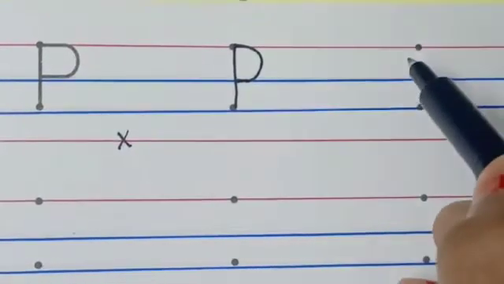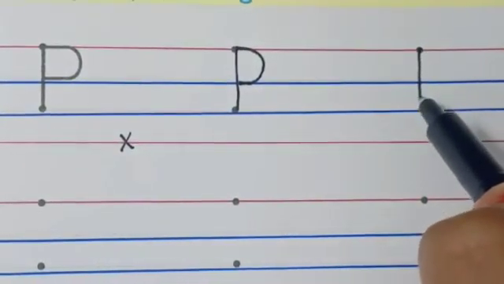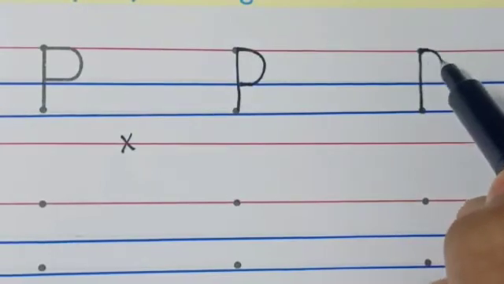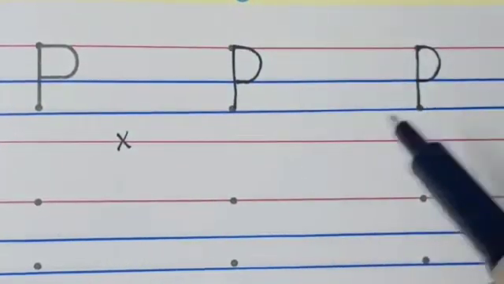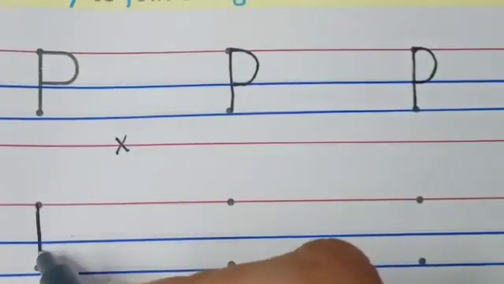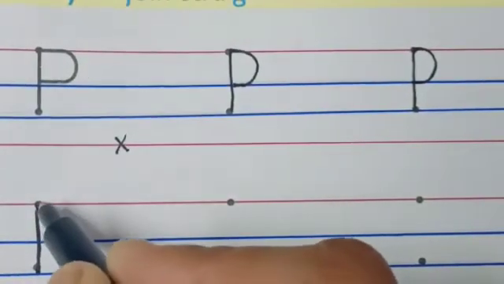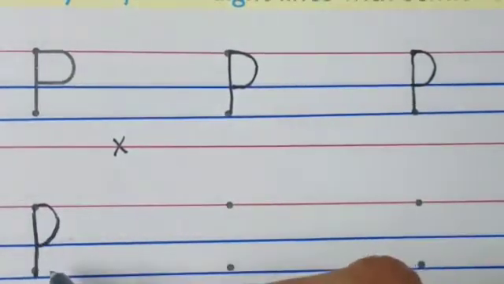Yes, try again. Make one standing line and make curve. This is a letter P.